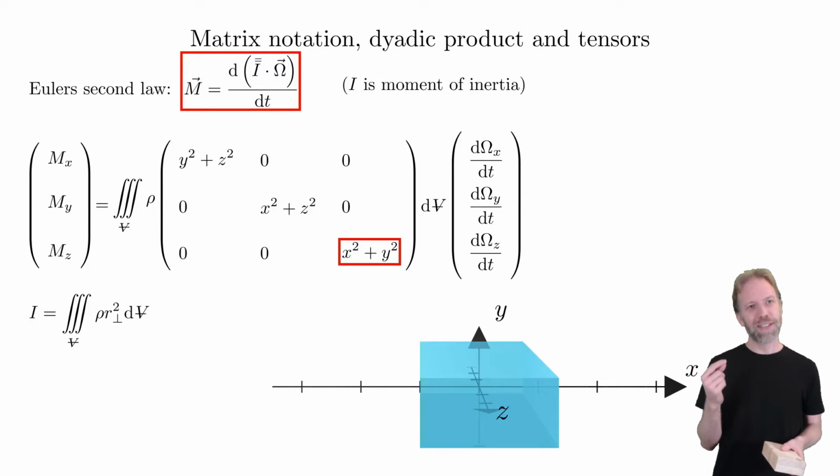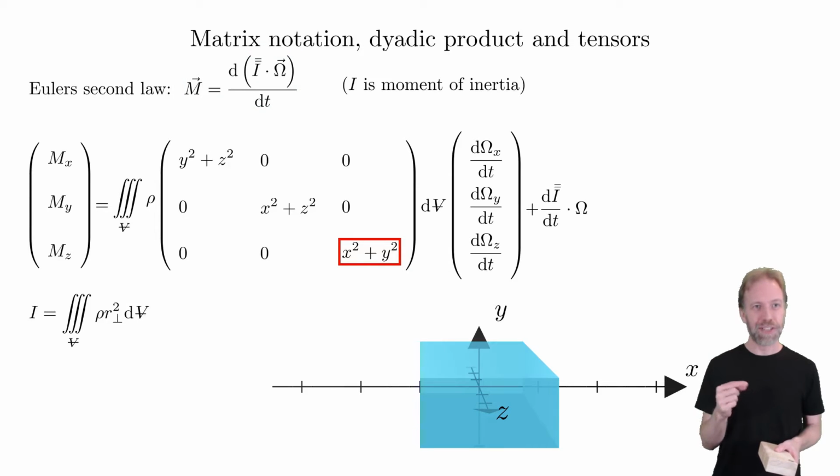By looking at Euler's second law, we can see that the time derivative includes both I and omega. Hence, we should use the chain rule when calculating the derivative, which adds the second term with the time derivative of the inertia tensor. I will not go any deeper into this term here, just note that it exists.